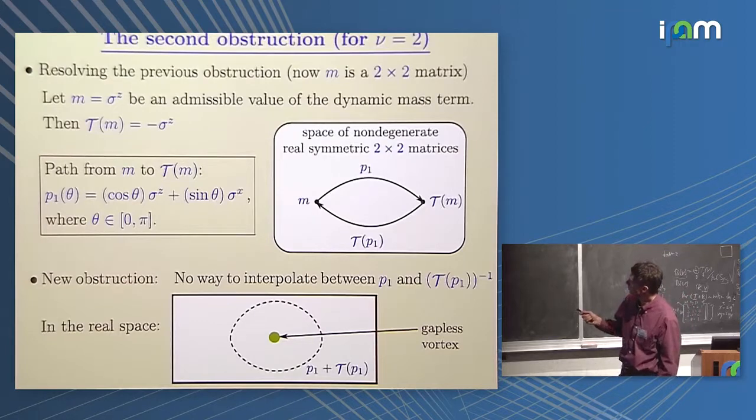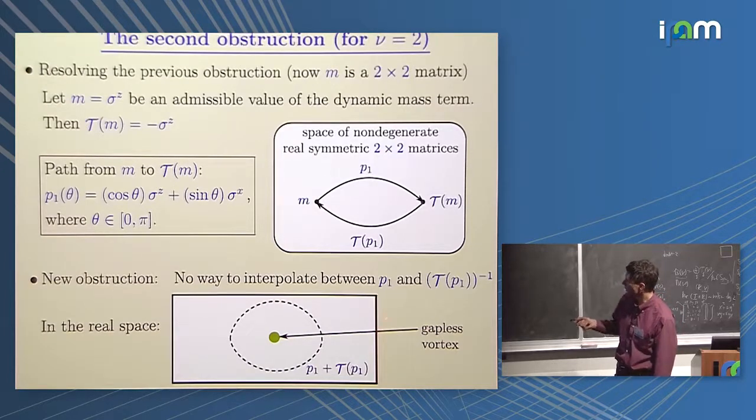However, when nu equals 2, we can have m, a mass term, which is proportional to sigma z. And if we apply the time reversal symmetry, it's minus sigma z. Now, there is a connecting path. We can continuously connect sigma z through sigma x to minus sigma z using this variable theta. So there is a path P1 in the space of 2 by 2 matrices. And we have avoided this basic obstruction or domain wall, but we might still have higher obstructions.